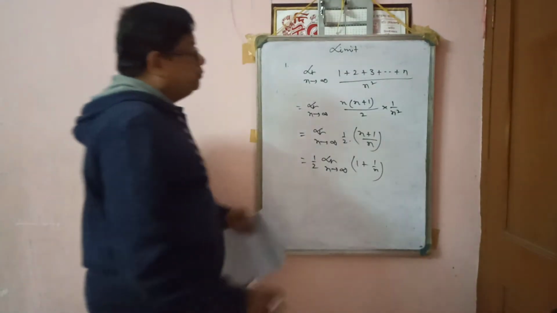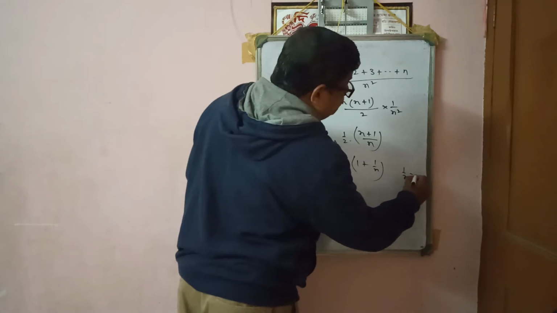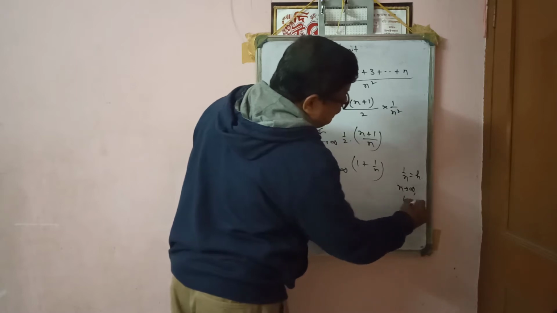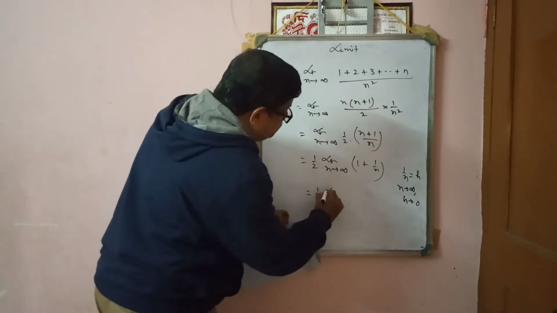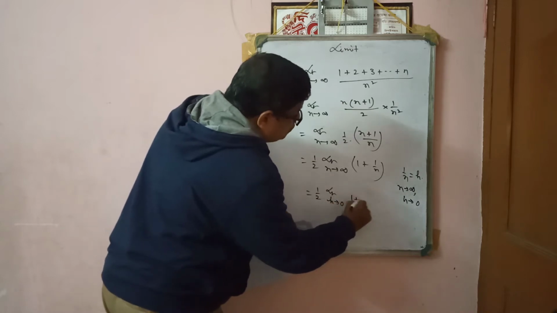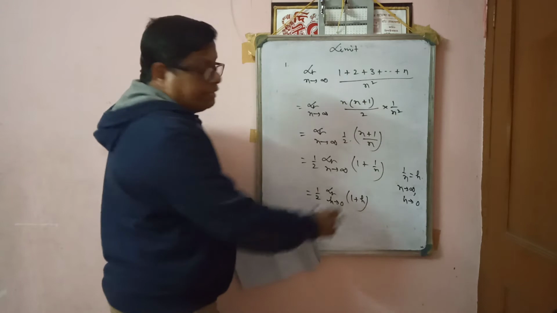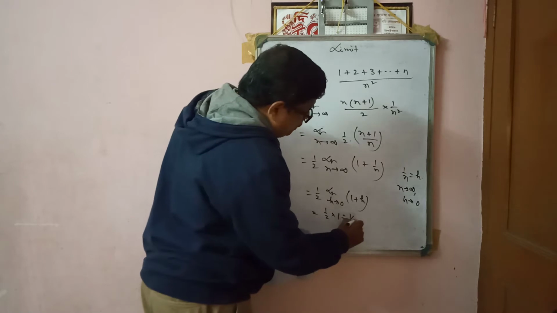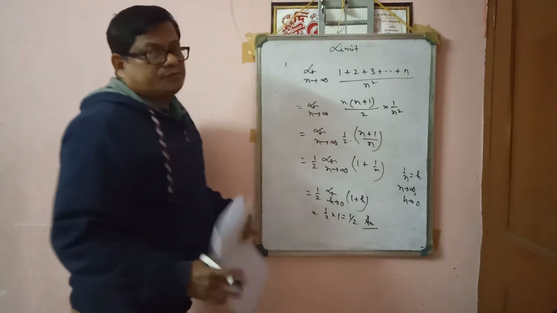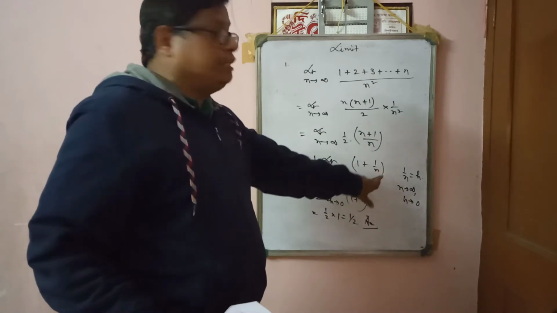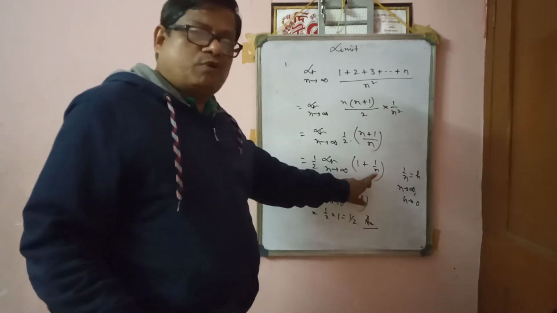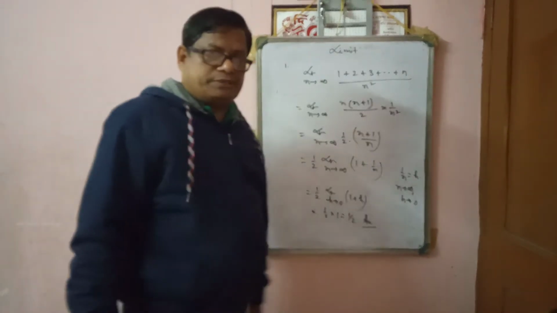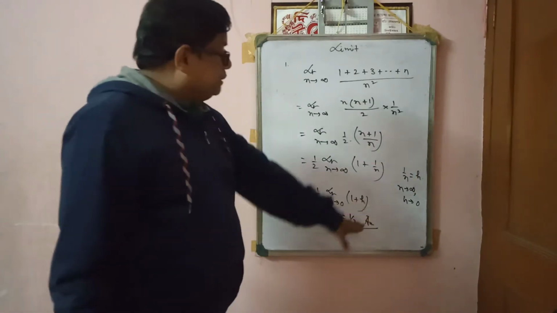Okay. Now if you write, suppose, 1 by n equal to h. If n tends to infinity, then we can write h tends to 0. So half limit h tends to 0, 1 plus h. Now this is not undefined, just put the value h equal to 0. So 1 by 2 into 1, this is 1 by 2, this is the answer. If you put directly 1 by infinity, so 1 plus 0, that is 1. So half into 1, that is half, the answer also. You can write up to this also, no problem. So this is the half answer.